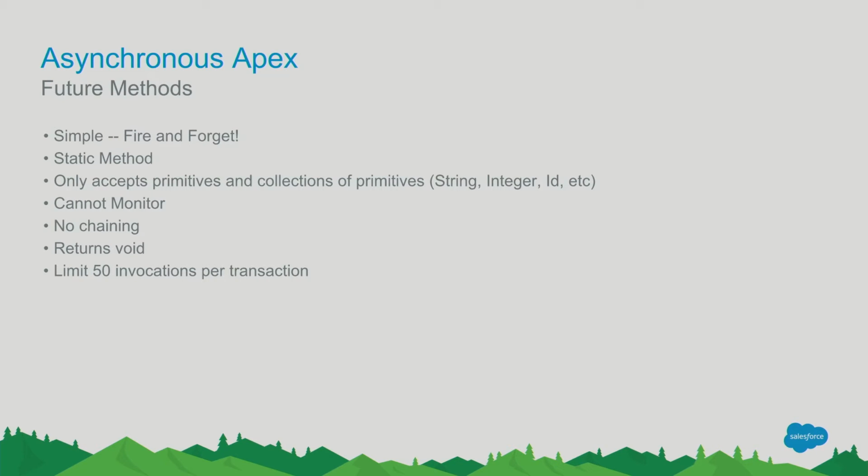If you need to send in a complex class, you can, but you have to use the built-in Salesforce JSON serializer, serialize that complex class into a string, and then once you're in the method, you can deserialize it and use it as you would any normal class or object.